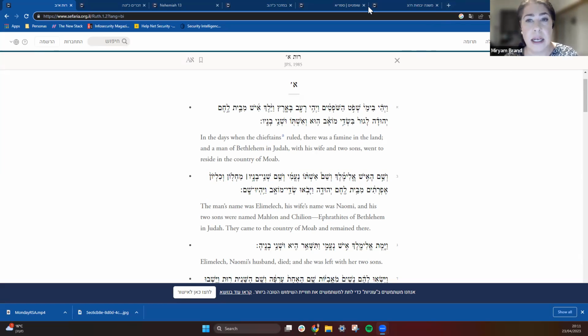Without the connection, later on we get the connection made to Matan Torah specifically, to the giving of the Torah, right? Where we have, for example, in Ruth Rabbah, which is the Midrash Rabbah on the Book of Ruth, talks a lot about the giving of the Torah. It's a Midrash, especially says the giving of the Torah, because this is when it's being read.